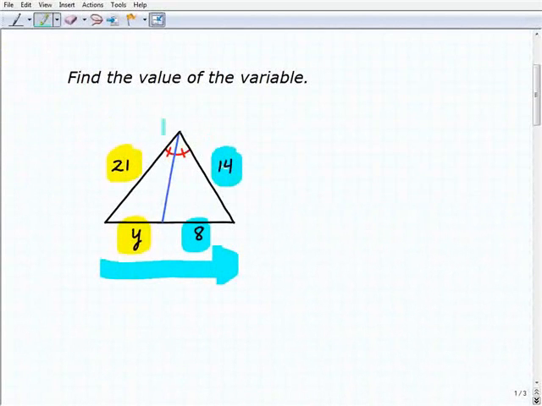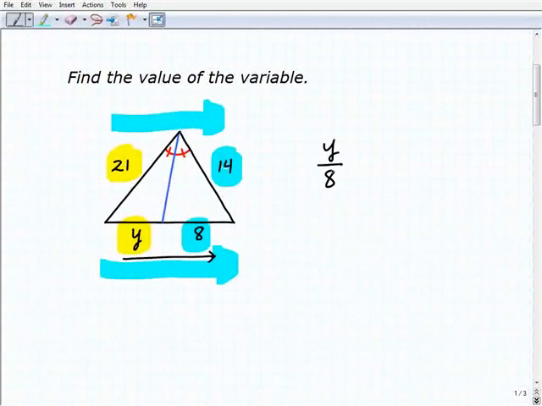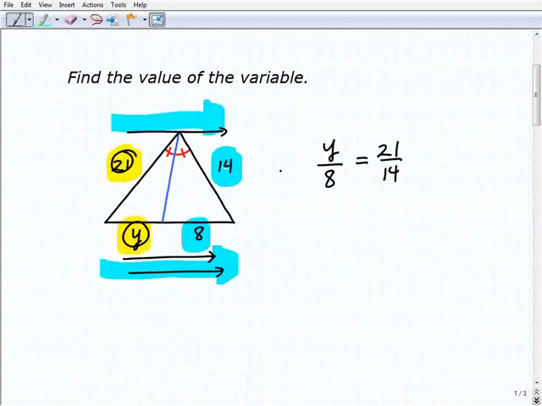Once you see the first problem set up, you'll be like, okay, this is actually quite easy, if you had a little trouble with it in the lesson. So I'm going to go y over 8, y over 8 is equal to, now notice I'm going from left to right. I'm going to go from left to right again, 21 over 14. Notice that these two are my numerator, and then the last two are my denominator.